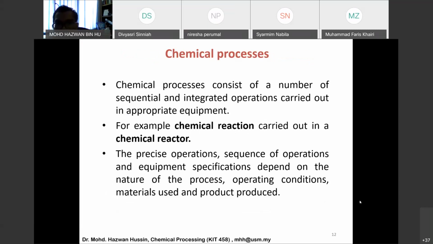All right. So chemical processes consist of a number of sequential and integrated operations carried out in appropriate equipment. Example, chemical reaction carried out in the chemical reactor. So you know that chemical processes must be operated in the appropriate equipment. Of course, the use of reactor is common in any type of chemical process. The precise sequence of operations and equipment specification depend on the nature of the process, operating conditions, materials used, and also product produced.